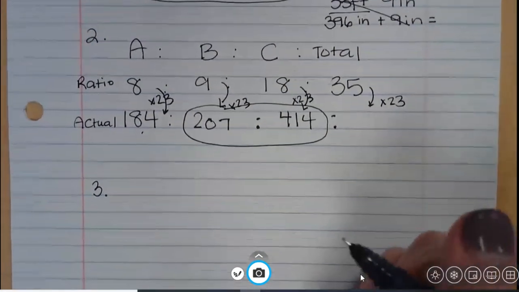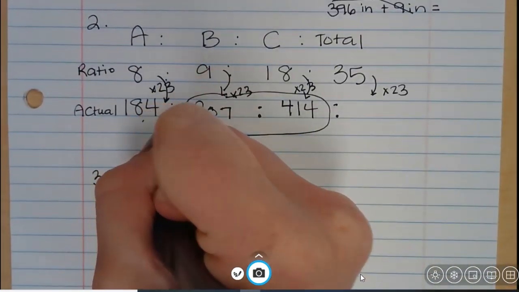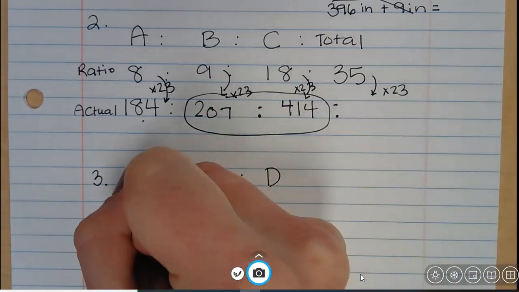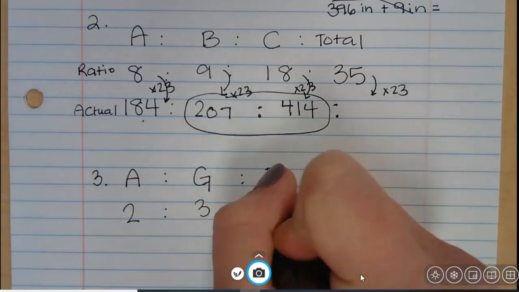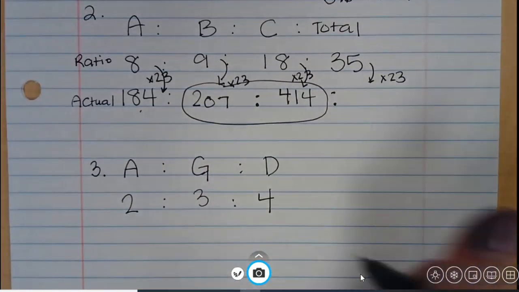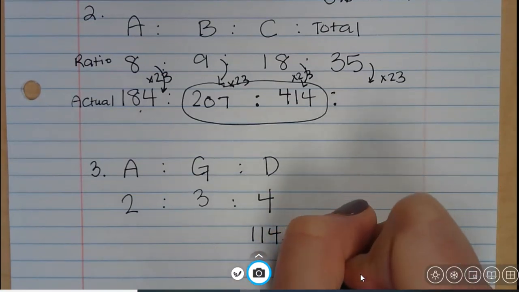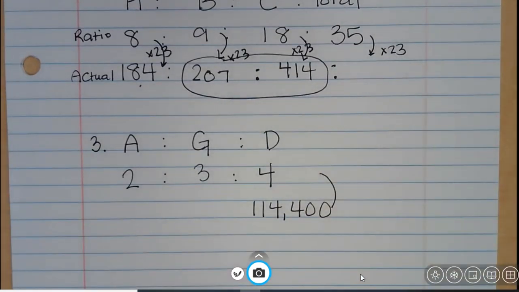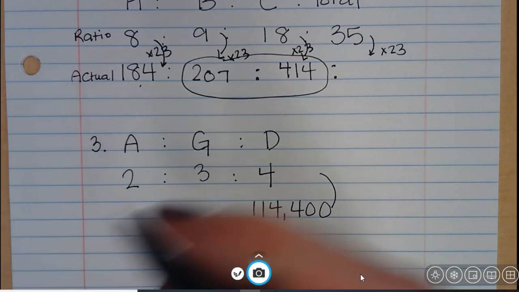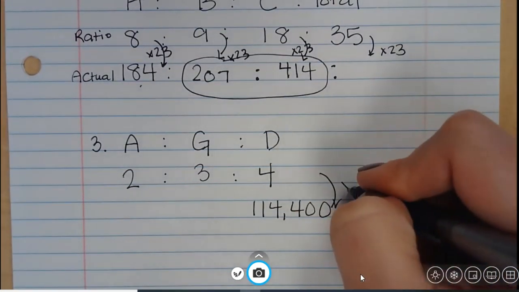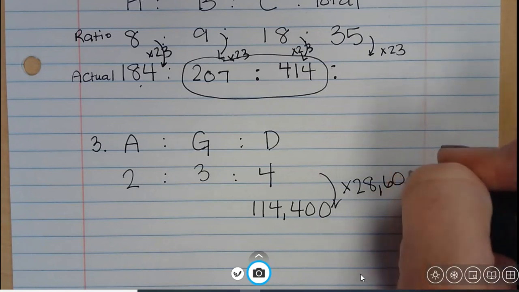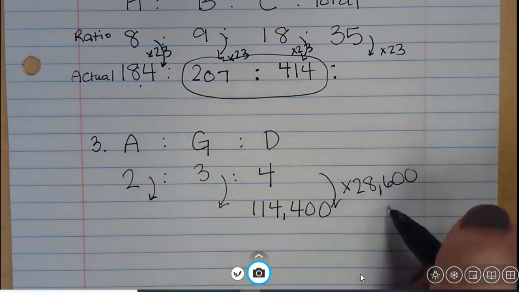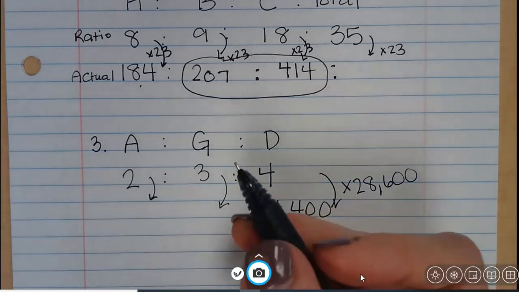And then you have number 3, I have Alan, Gil, and Deb. And they're in a ratio of 2 to 3 to 4. And it says that Deb scored 114,400 points. So how I get to that, I would do 114,400 divided by 4. And I find out that I would multiply 4 times 28,600 to get to this. So then I'm multiplying the rest of these times that same proportion to get to the answer.